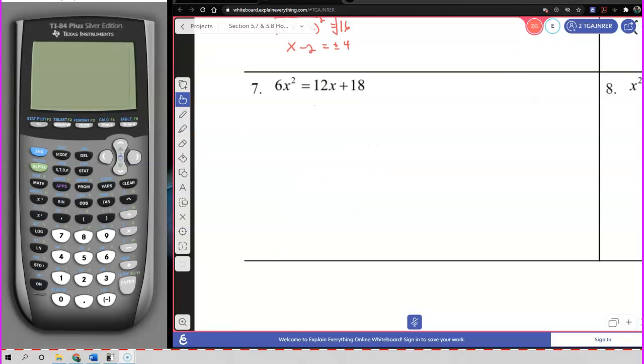Now you notice for this problem the 12x is on the right side. So what you're going to have to do is subtract 12x from the right side, and you end up with 6x squared minus 12x equals 18. So you notice that you have 6x squared minus 12x. You're going to factor a 6.